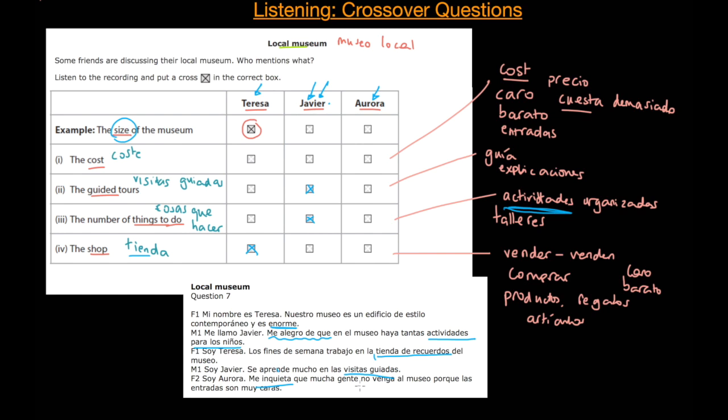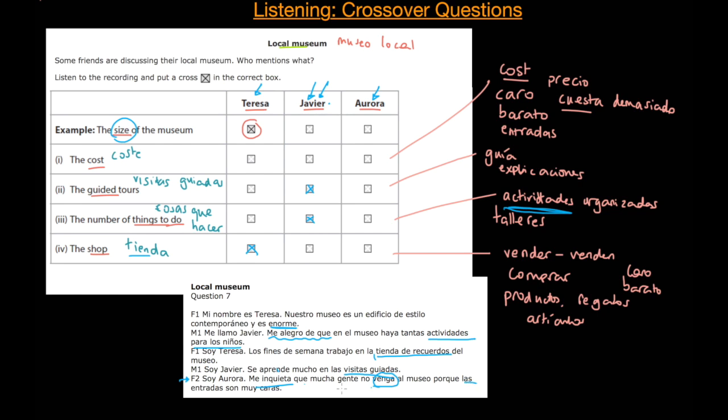Interesting expression. Que mucha gente no venga al museo porque las entradas son muy caras. So this is clearly the most complicated of the extracts. Why? Because they used an expression like me inquieta, which many people won't have heard before. Me inquieta, it worries me. And most importantly, this expression, me inquieta que, is followed by the present subjunctive. So they are using a pretty complicated sentence, but the important thing is, even if this sentence is complicated, look at what they use here.